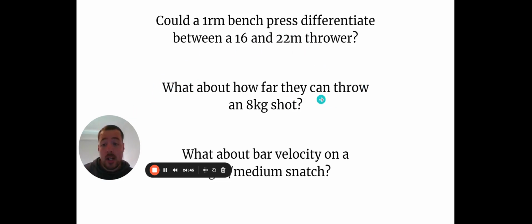What about how far they throw an 8-kilo shot? Yep, big time. That's going to tell us pretty much everything. Similar to the shot put example I said first, that's going to give you the perfect order, 1 through 5, most likely. Maybe some variation of the top couple, but that's going to tell you a hell of a lot.